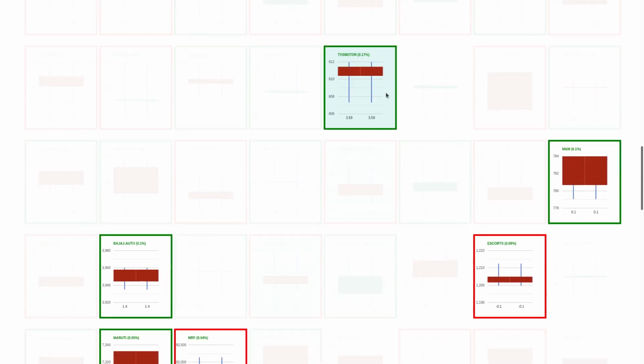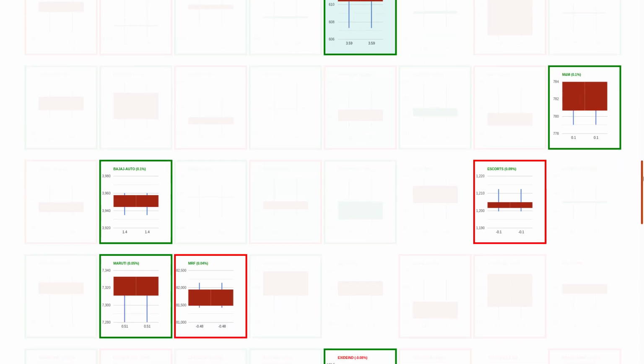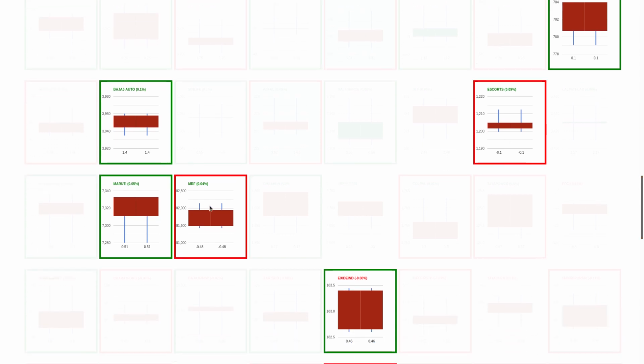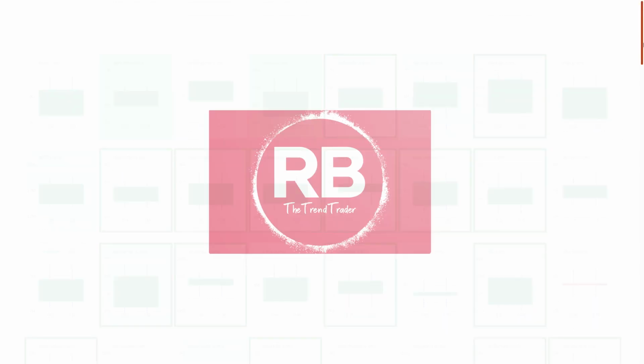TVS Motor, we had already discussed yesterday, and it seems like it's trying to take a support at around 605-610 levels. So definitely in the auto sector I will be tracking that. Other than that, even the auto sector has all those big red candles, so there's nothing much we can trade here.